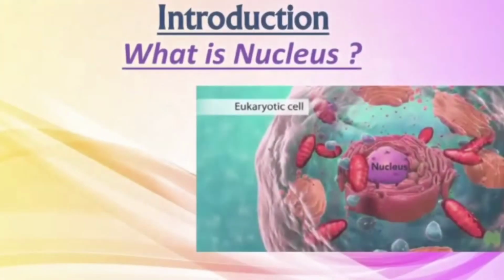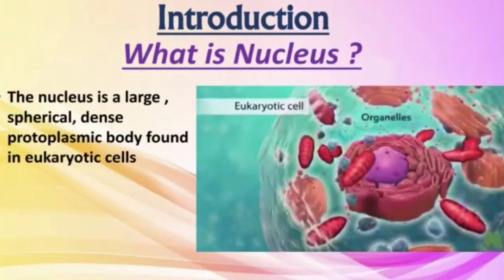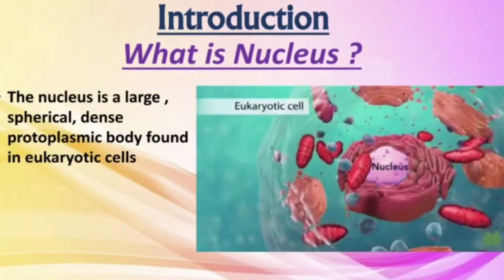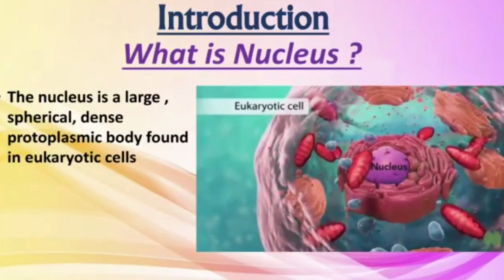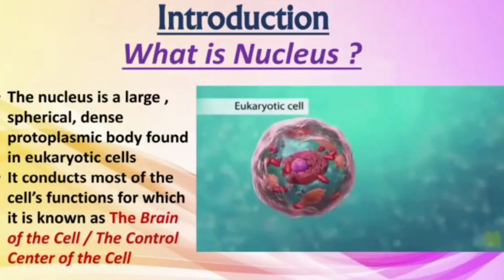So what is the nucleus? The nucleus is a large, spherical, dense protoplasmic body found in eukaryotic cells, as we see in the video. It conducts most of the cell's functions, for which it is known as the brain of the cell or the control center of the cell.